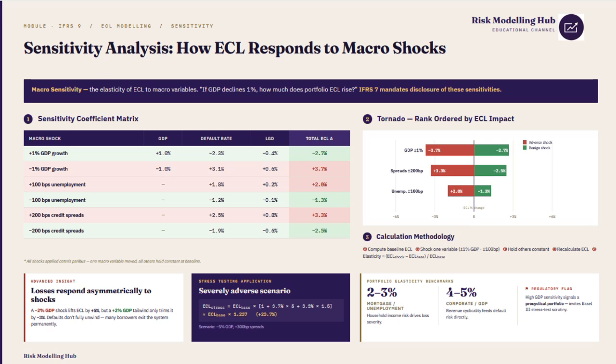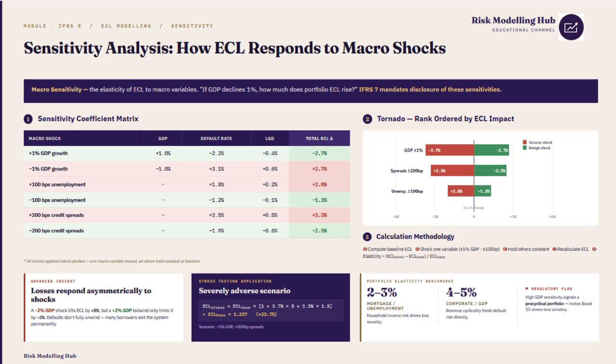So if you look at the blue box, the severely adverse scenario at the bottom, it combines multiple shocks simultaneously, right? 3.7% of GDP, then 3.3% of credit spreads, and also the accumulation of unemployment as well. So if you can see, it is giving you a 23% jump, and this is your stress test outcome, and it must be documented.